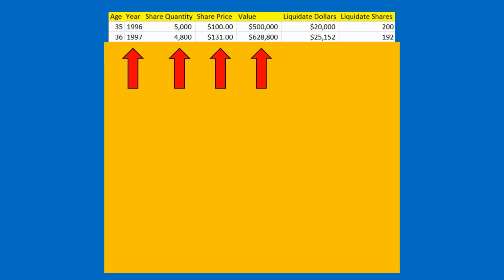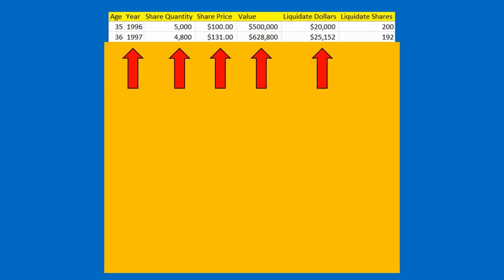And if you multiply his 4,800 shares by $131 per share, the value of his portfolio has increased to $628,800. And 4% rule, you withdraw 4% of that, so he's going to liquidate $25,152. How many shares is that?